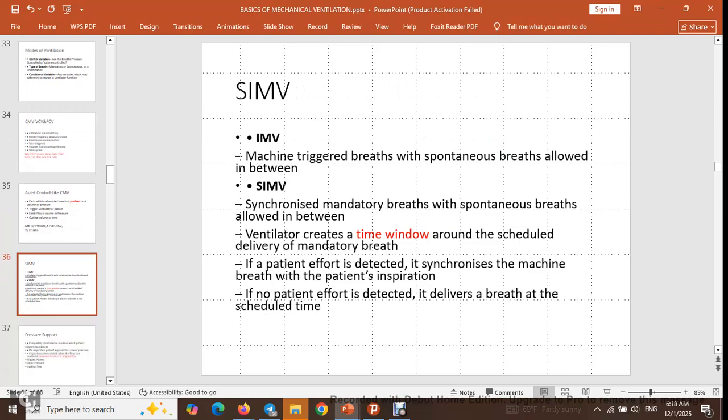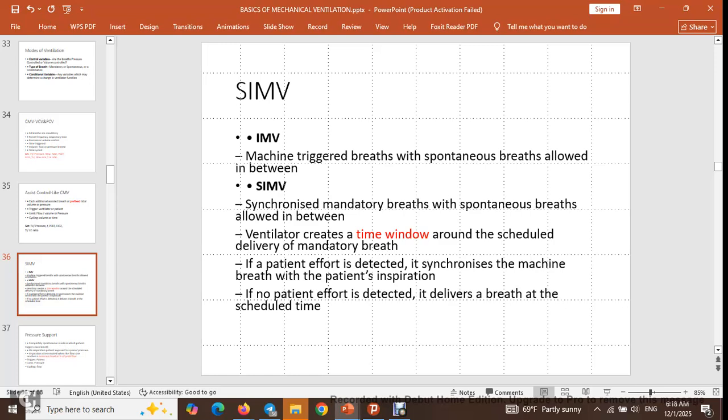Synchronized intermittent mandatory ventilation, SIMV. It is mandatory, but is synchronized with the patient's spontaneous breathing. The ventilator creates a time window around the scheduled delivery of mandatory breaths. If a patient effort is detected, it will give a breath synchronized with the patient's inspiration. If no patient effort is detected, it delivers a breath at the scheduled time. This is SIMV. In my setup we currently use it for pediatric patients only. We don't even use it for weaning.